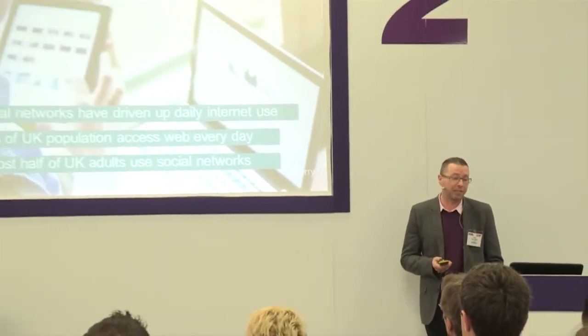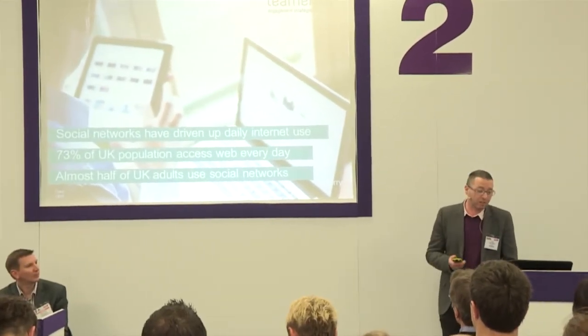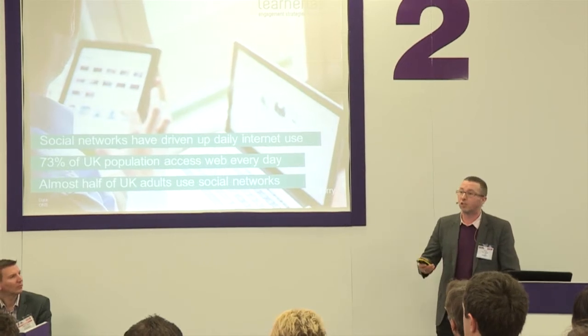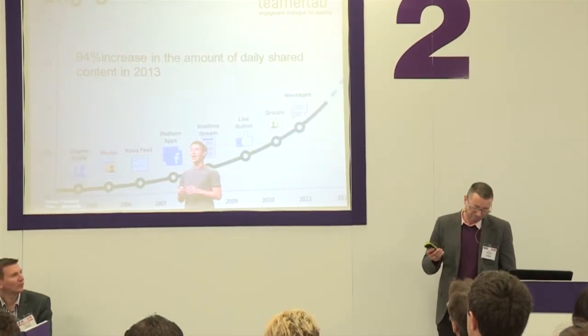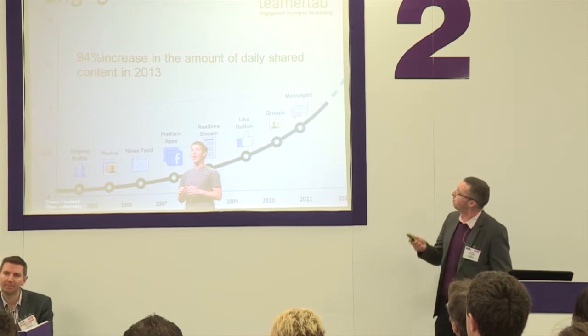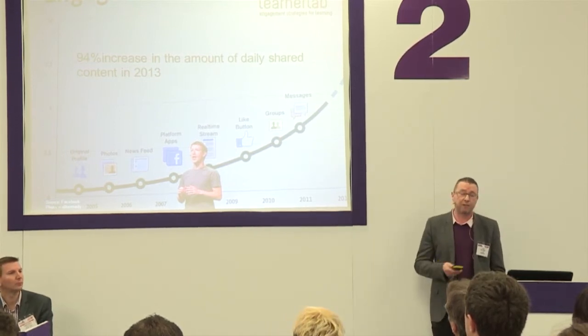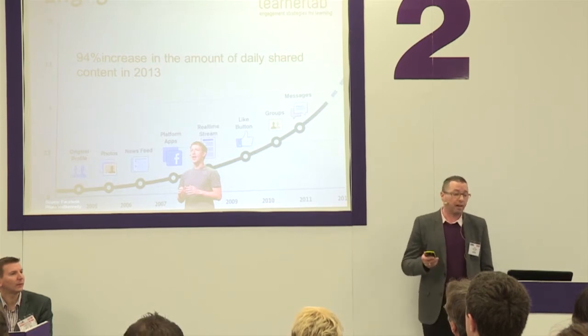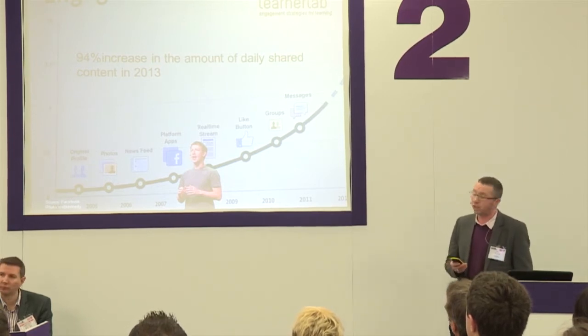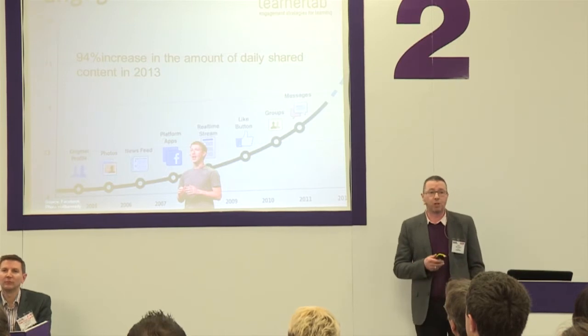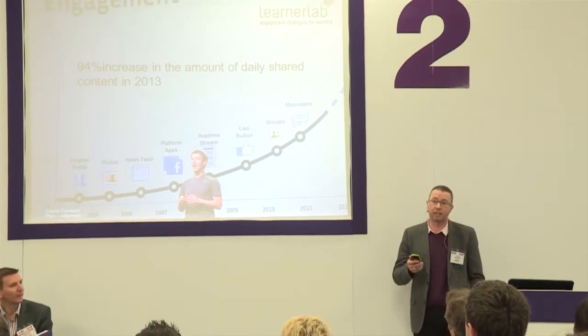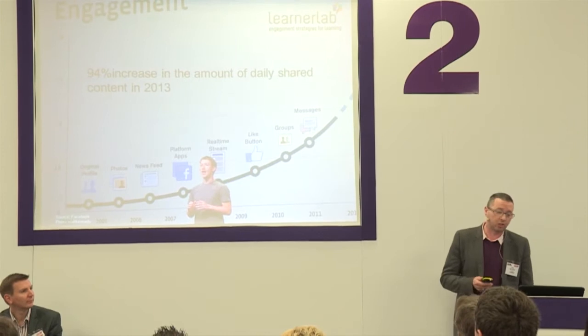And it's driving the amount of adults in the UK who are using the internet every day. 73% of us use the internet every day now. And the reason behind this is that 50% of us, half of us, are using social networks. And social networks, and Facebook in particular, are really good at getting people to return very regularly. And not just that, but they're very efficient at turning people into active users. People who don't only share content, but they contribute to the conversations as well.